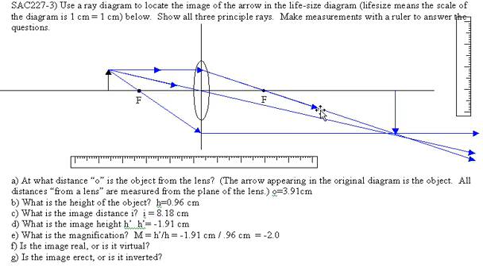Is it real or virtual? Well, we've got actual light rays converging to a point here. We didn't have to use the traceback method to find out where they would cross. So it's real. And it's clearly upside down. It's inverted. And that covers it. That answers all the questions that they asked in SAC 227, problem number 3. Check.